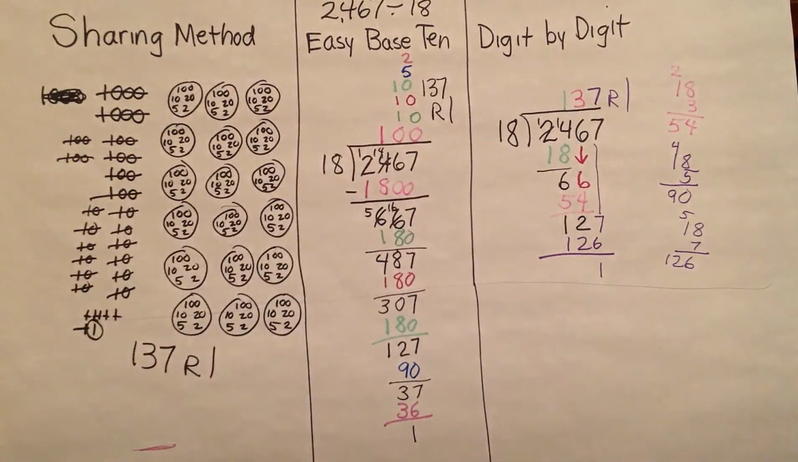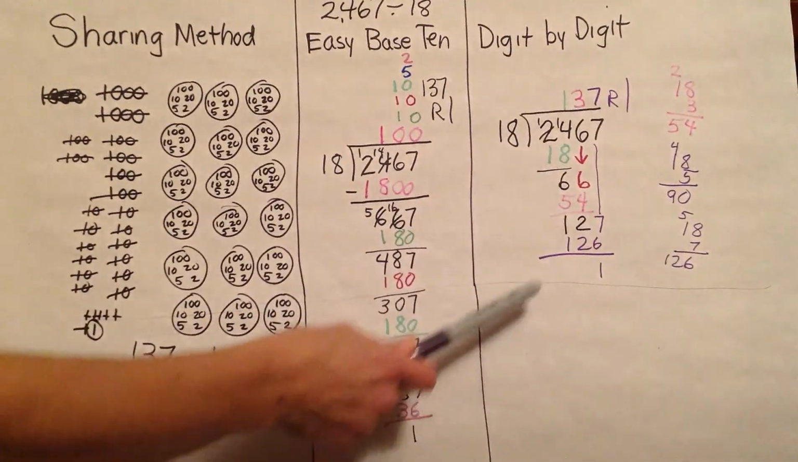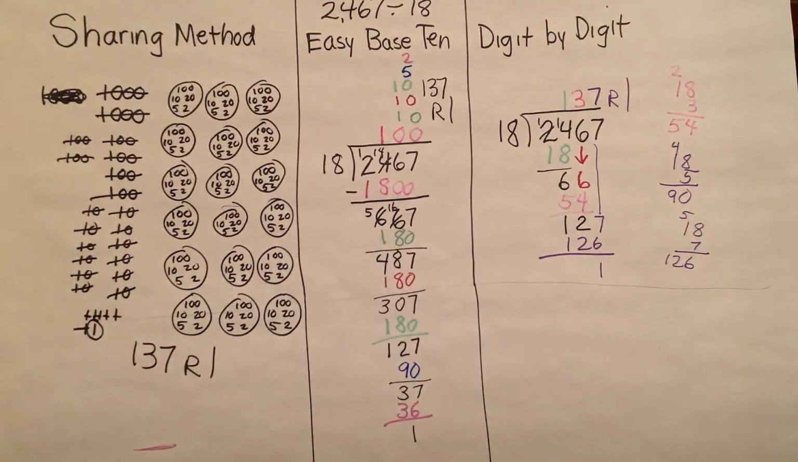Or if you're really good with your multiplication facts, you can do digit by digit and keep trying numbers until you're as close as you can possibly get to what you have to pass out. And then keep bringing down 1 digit at a time until you've passed everything out.